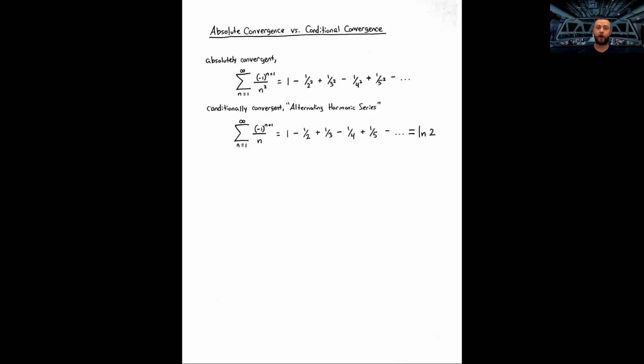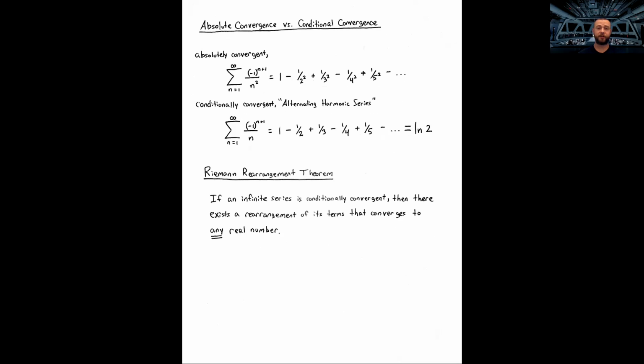Now, what's special about the alternating harmonic series is we did state earlier without proof that the sum is natural log of 2. So in that order, 1 minus a half plus a third minus a quarter plus a fifth, that sums to natural log of 2. Now, there's a result in mathematics called the Riemann rearrangement theorem, which basically says for any conditionally convergent series, there is a rearrangement of terms that converges to any real number.